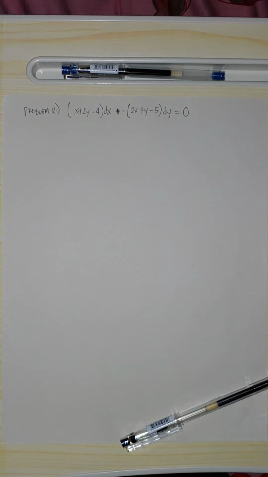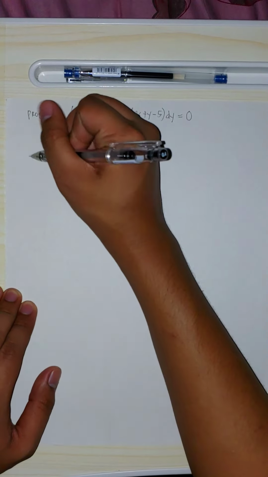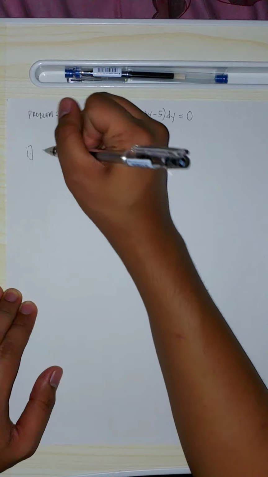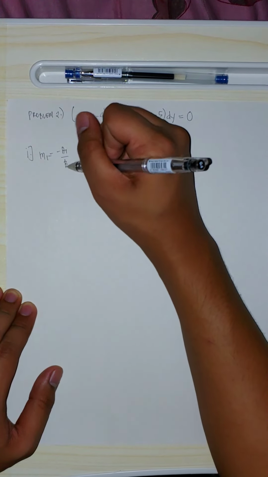Okay, now let's move to our sample problem number 2. Showing the case number 2, or intersecting lines, is our topic for this discussion. So first, we will get the slope. M1 is equal to negative A1 over B1.